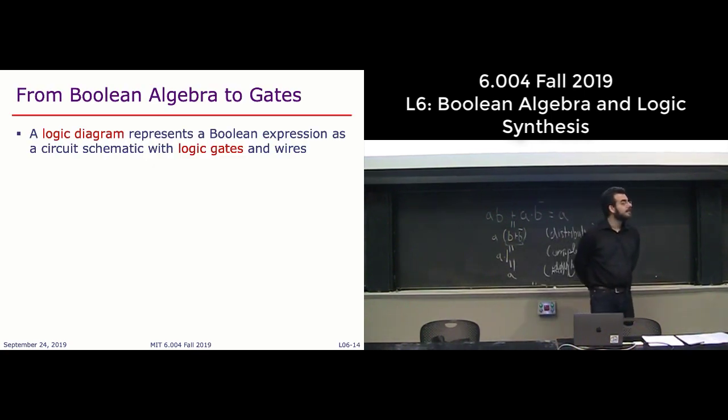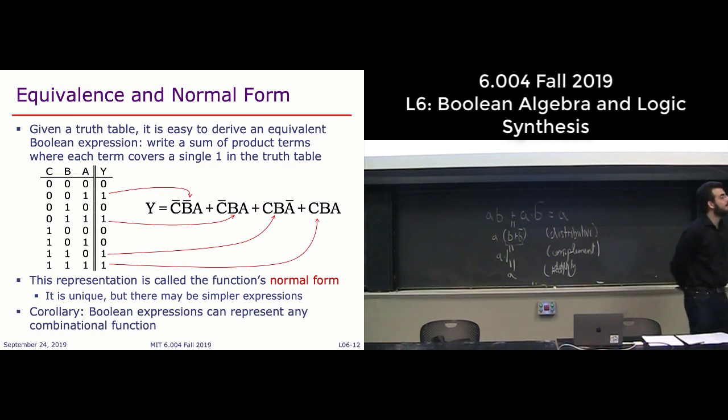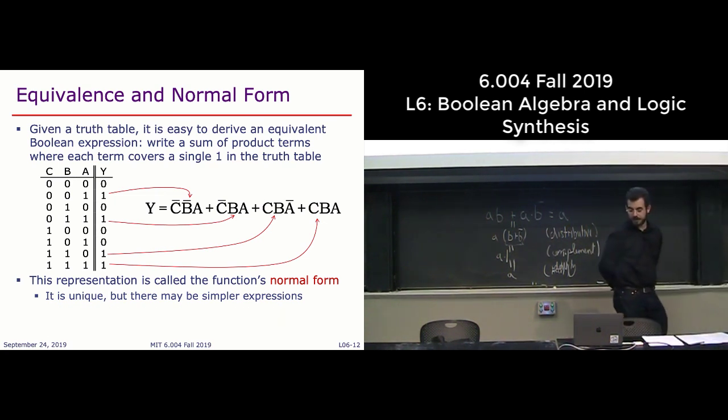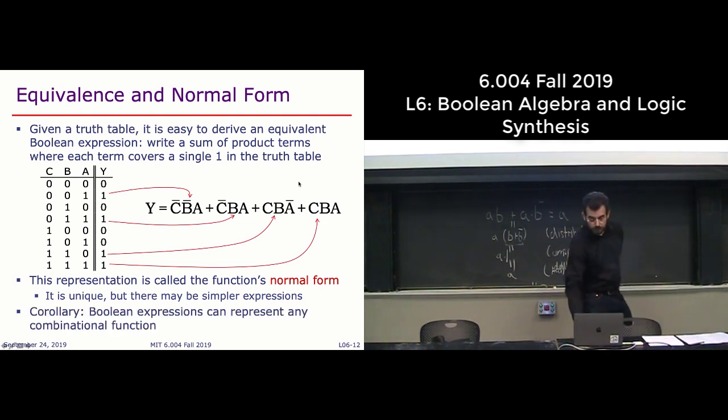Yes? On the slide, two before this, on the truth table slide, why is it that the relationships between C, D, and A is like as described by the table? So why is this product representative of this row, for example?